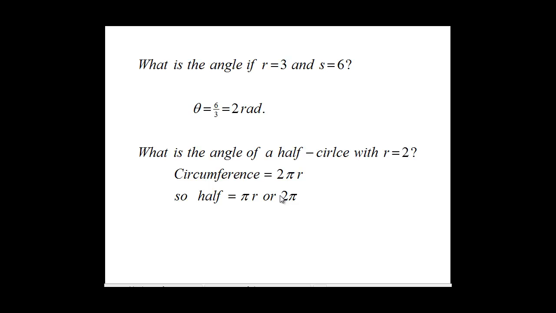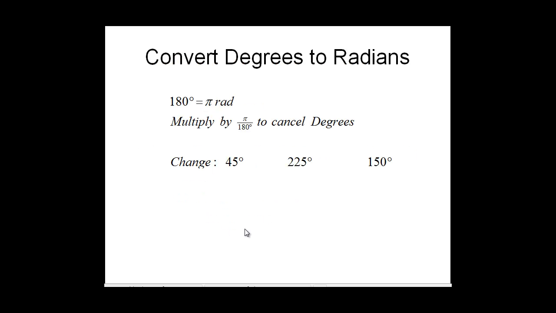Now we plug it into this formula. Theta is S divided by r, so theta is equal to S, which is 2 pi, divided by r, which is 2, these two numbers here. And 2 pi divided by 2 is pi, so it's pi radians.